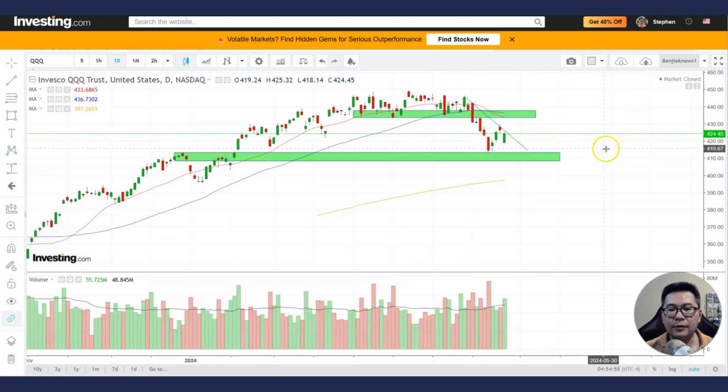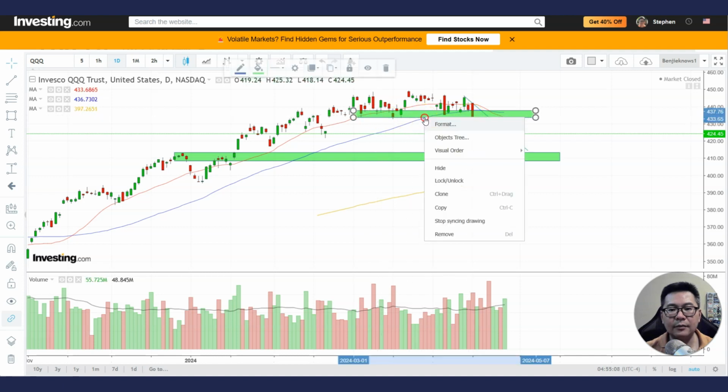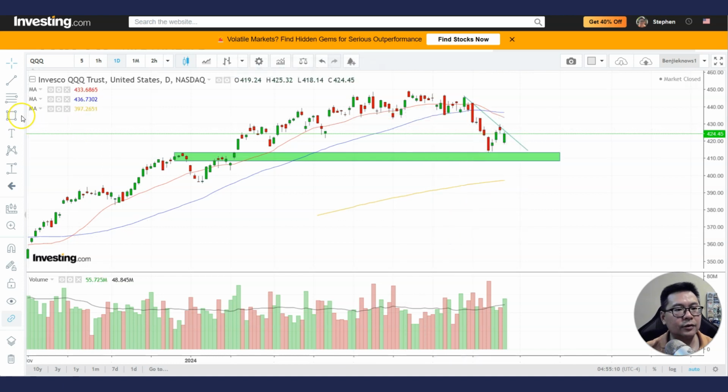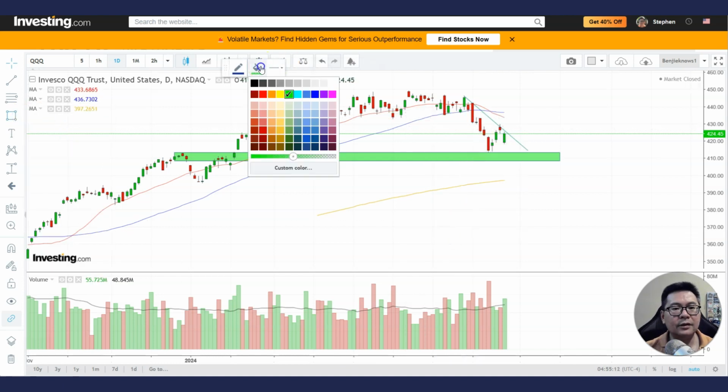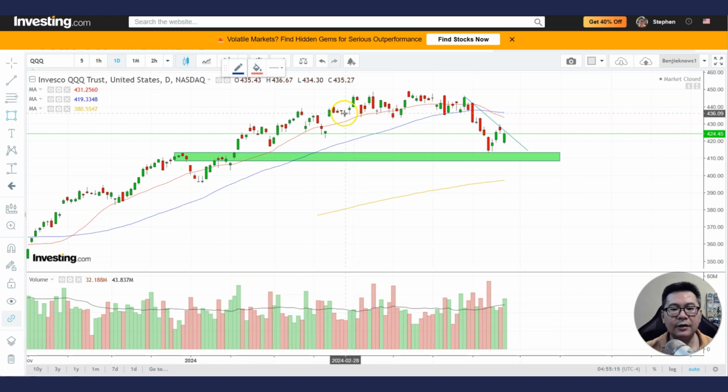All right, QQQs. I've drawn the support area and resistance area. And this is resistance or supply area. Let me just remove it and draw it as a rate, so it's easy for you to see. Rate means resistance or supply. All right, this is a supply area. This is a demand area or support.